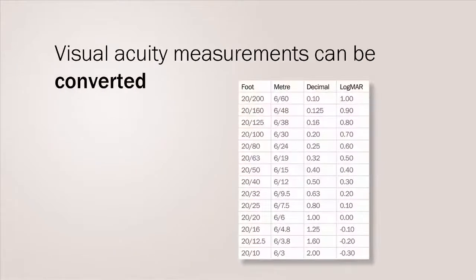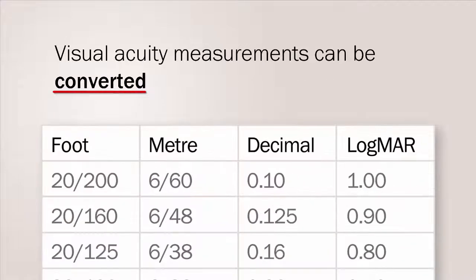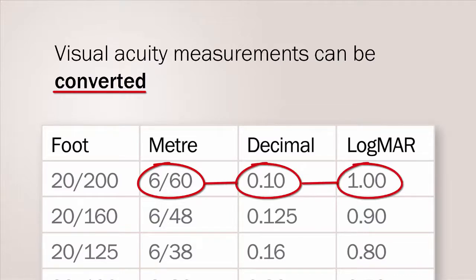Visual acuity measurements made using one chart can be converted to other chart measurements. For example, a visual acuity of 6/60 on a Snellen chart is 0.1 on a decimal scale and 1.0 on a LogMAR scale.